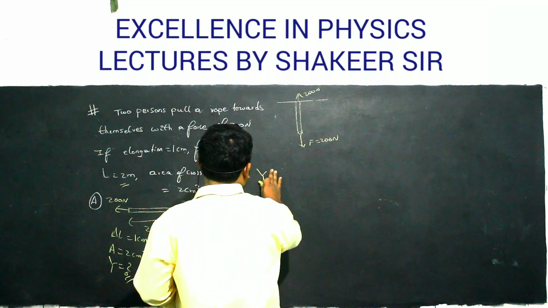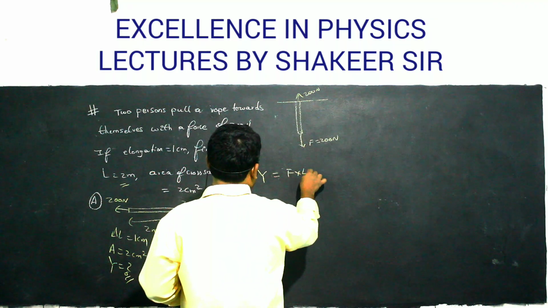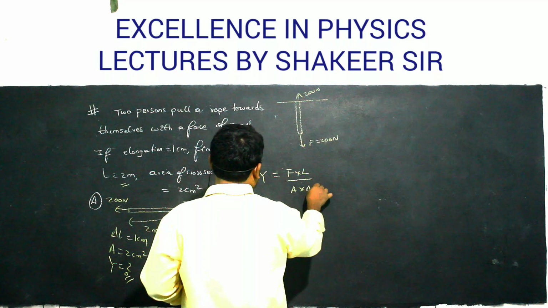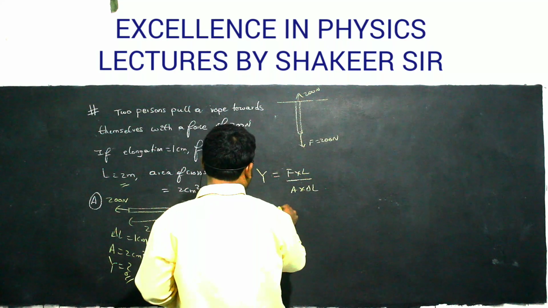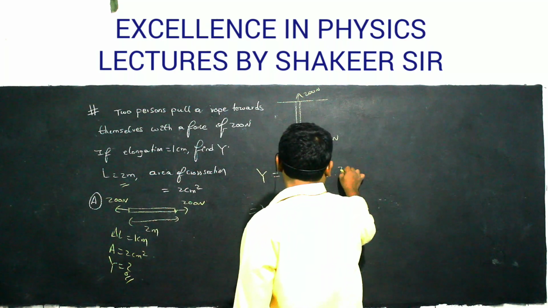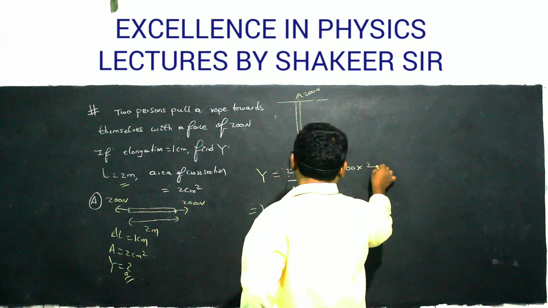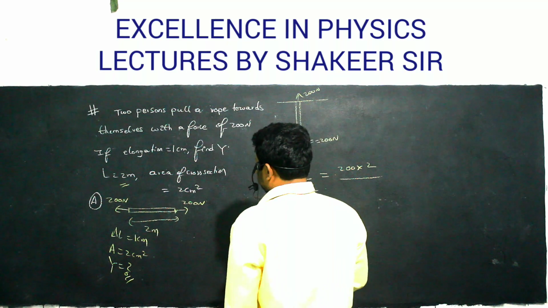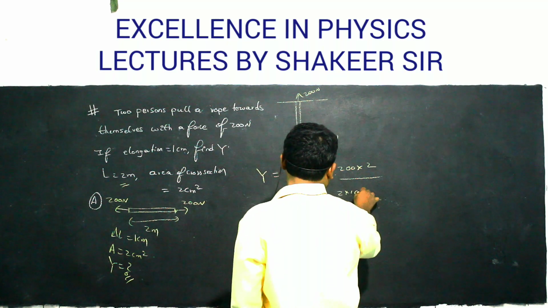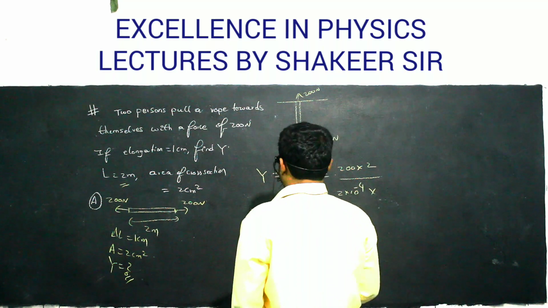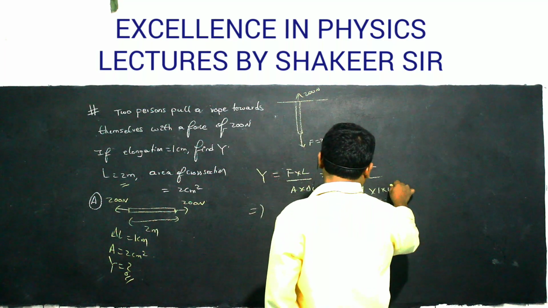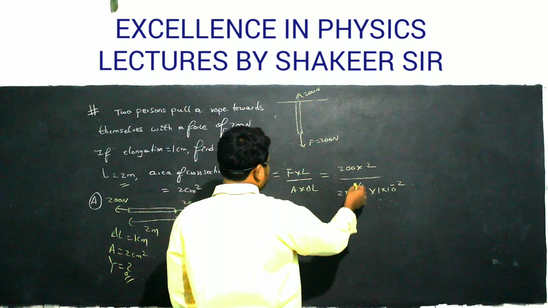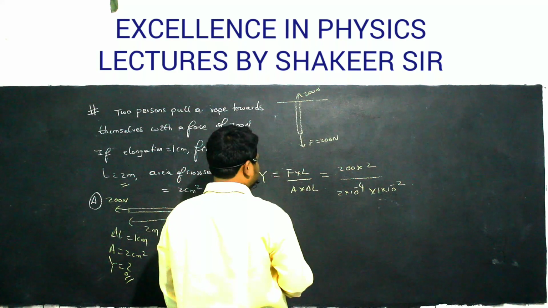So Y is equals to F into L divided by A into delta L. What am I supposed to find out? Young's modulus. So force is how much? 200. Length is 2 meters. Area of cross section 2 centimeters square, so 2 into 10 power minus 4 meters square. Elongation is how much? 1 centimeter. So 1 into 10 power minus 2. So this is our answer.